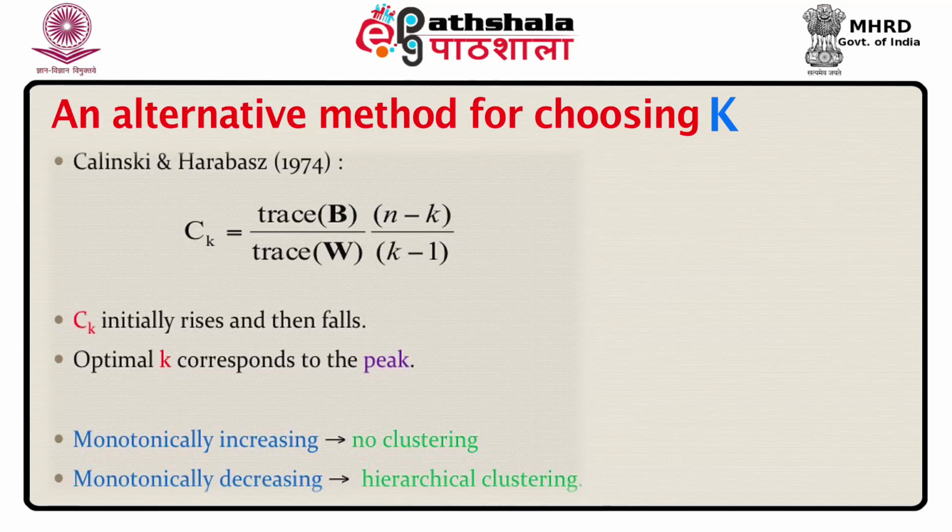If Ck is monotonically decreasing, then you use hierarchical clustering methods. The best thing that you can do is put them all in n different clusters. That is the bottom of the tree. So if Ck is monotonically increasing, you don't do a clustering. If Ck is monotonically decreasing, then you do a hierarchical clustering. So this is how you can do partitioning, and this is how you can choose the number of clusters k that you partition the observations in.